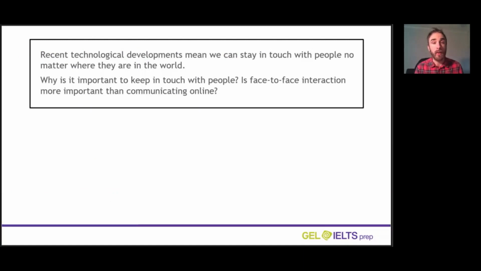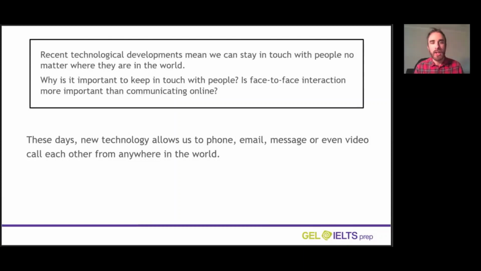Here is the question for our direct question essay. The first sentence gives us some background context. Recent technological developments mean we can stay in touch with people no matter where they are in the world. That is a great opening sentence to an introduction, but you can't copy it. You would need to paraphrase it, use your own language to rephrase this.